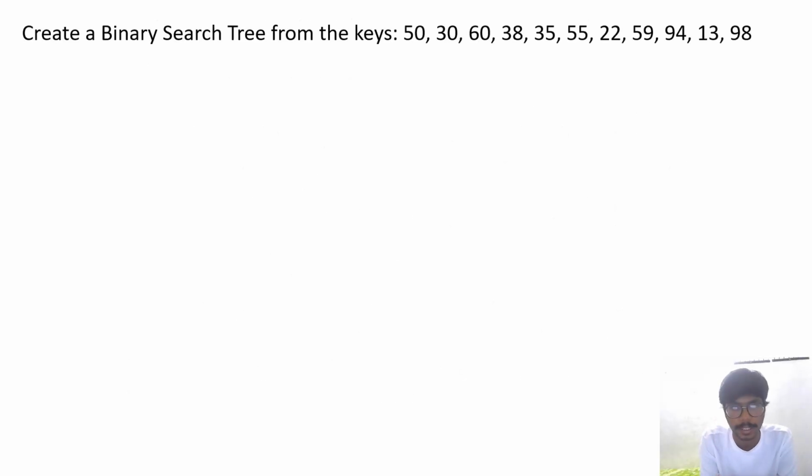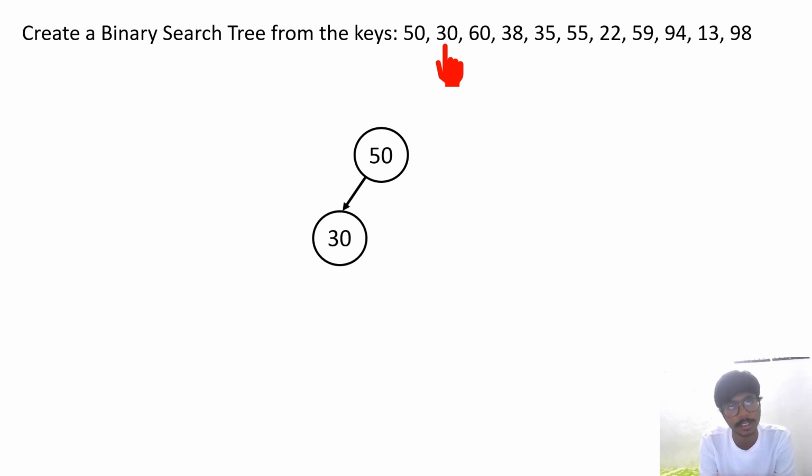Okay guys, let's create a binary search tree from scratch. Let's consider 50 as the root node. The second value is 30. 30 is smaller than 50, so it goes towards the left. And 60 is greater than 50, so it goes towards the right.